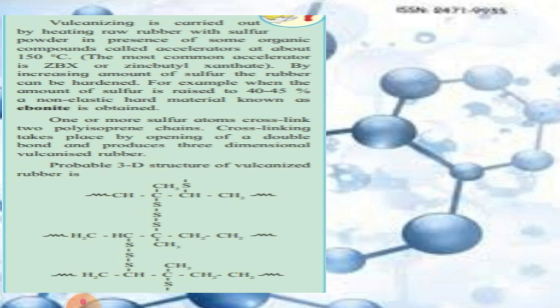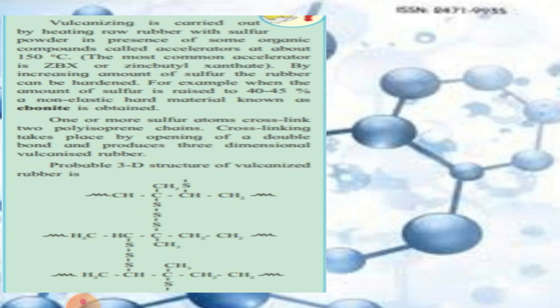Now the initiator is ZBX, where natural rubber is reacted with sulfur, and the reaction takes place at 150 degrees Celsius in the presence of the initiator ZBX, which is known as zinc butyl xanthate. ZBX is zinc butyl xanthate. Fine student, then it gets converted into vulcanized rubber. As we know, the proportion of sulfur will differ depending upon which type of vulcanized rubber we want.